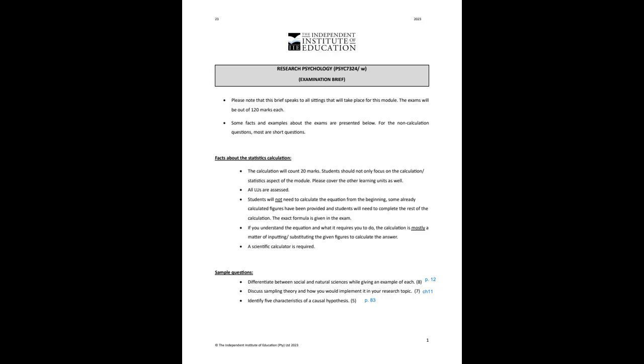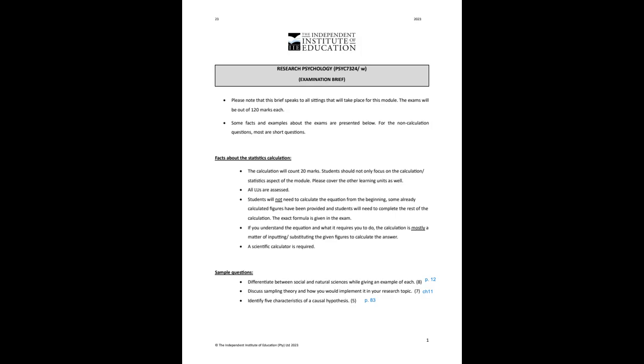But the rest of the paper is based on the rest of the module, so it is important to center your attention on the other learning units as well. All learning units are examinable. They are unlikely to leave any out, so just bear that in mind as well.